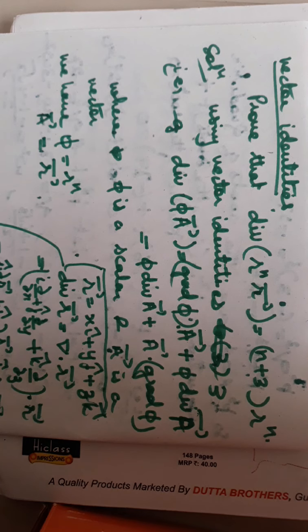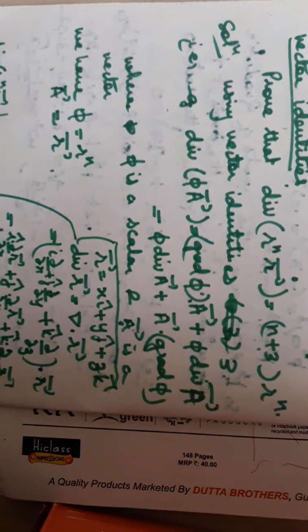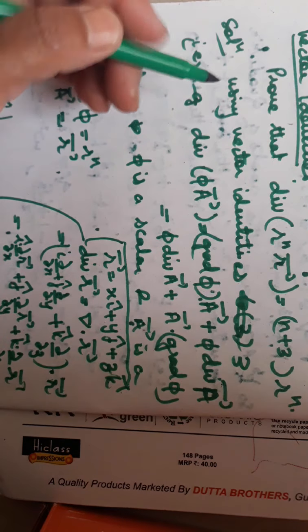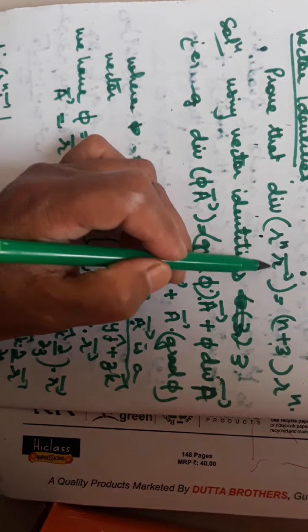Today I'm going to explain some problems that I've already sent to you using some of the properties of vector identities. Let me discuss with you this problem, how we get it using one of those vector identities. Prove that divergence of r to the power n into r bar.